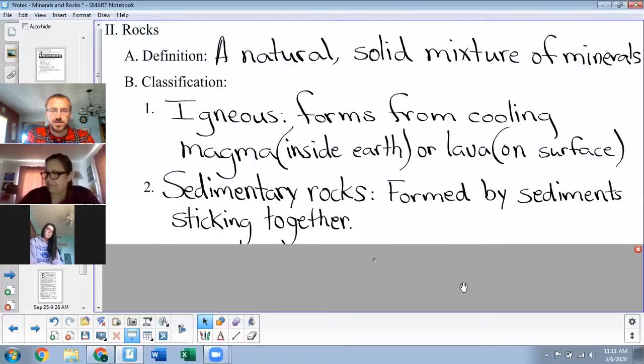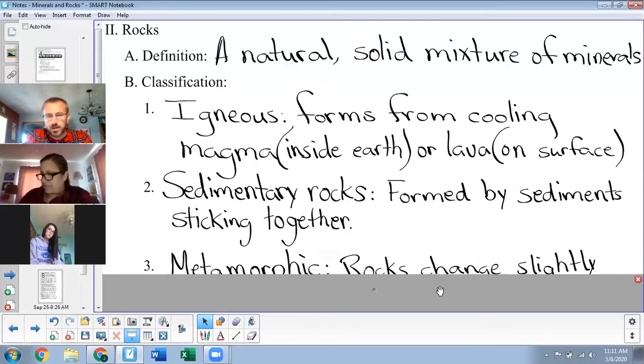The other big group here is sedimentary rocks. It's got the word sediment in it. These are the ones that form from tiny pieces of other rocks, which is what a sediment is. This could be sand sediments, it could be clay, it could be pebbles or boulders or any chunk of rock that gets smushed to other chunks of rock to form a sedimentary rock. Okay. And then the last category here is called metamorphic.